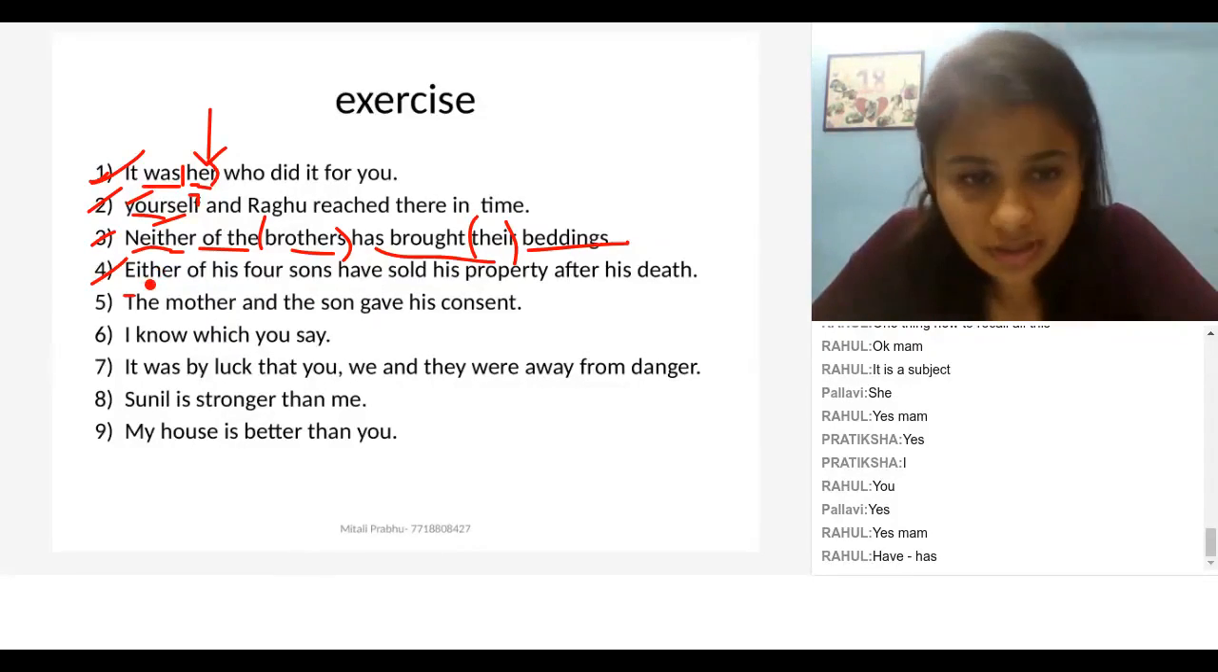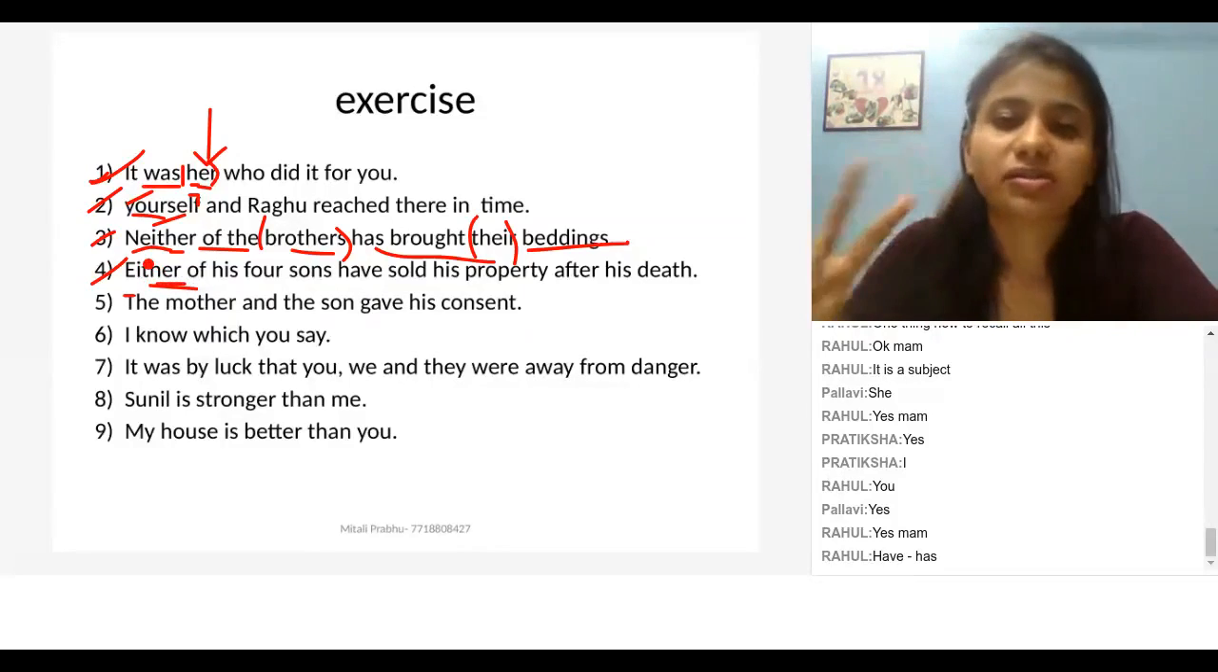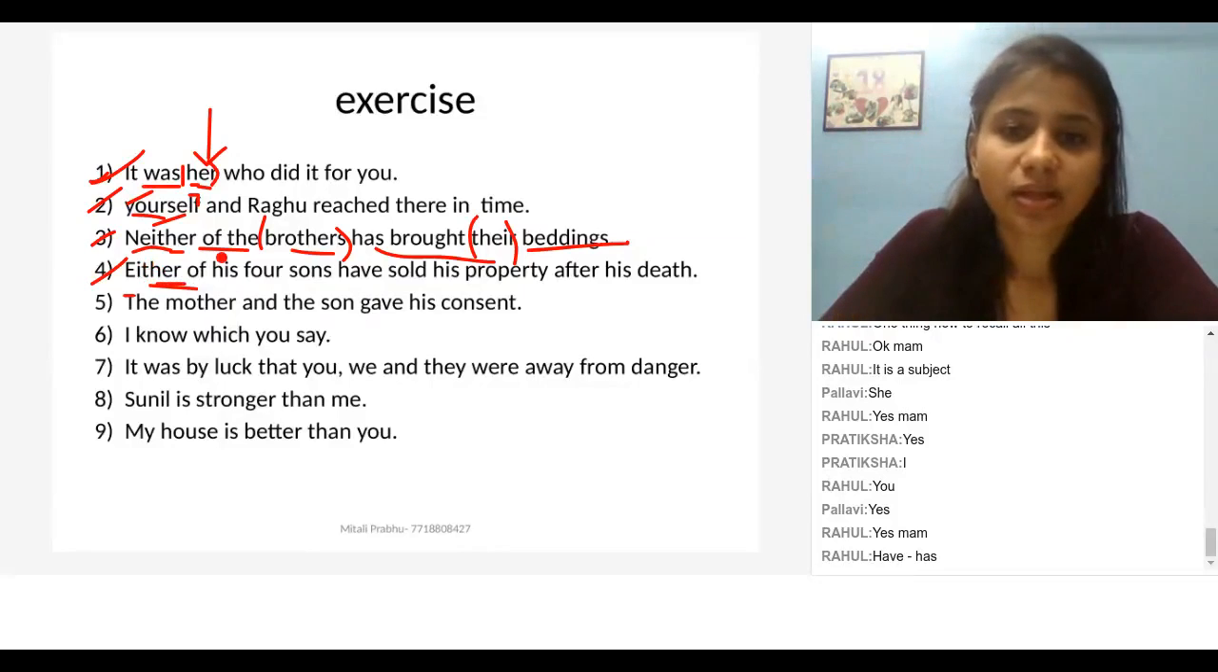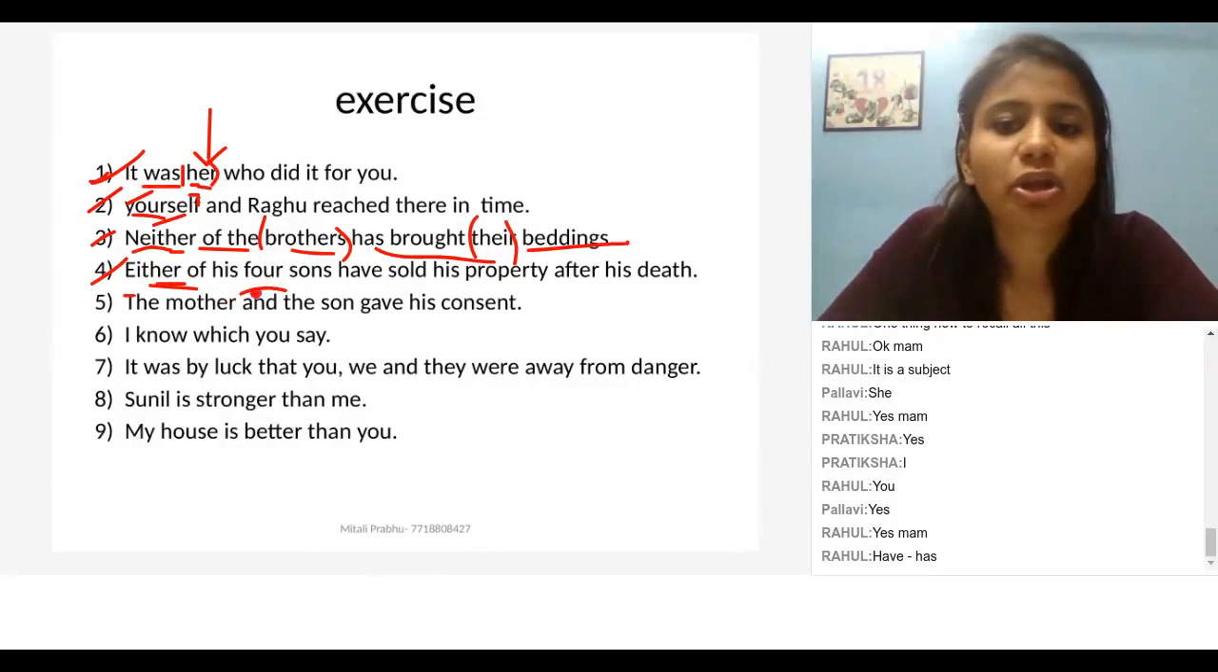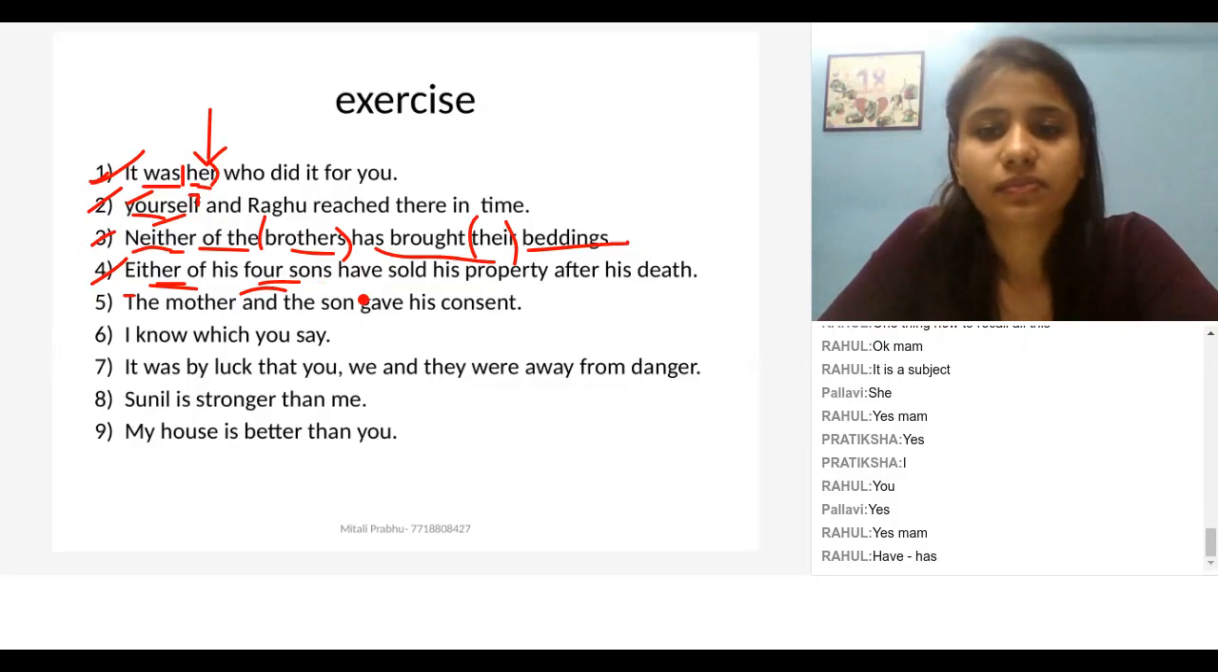Okay, so here, 'either' is used only when there are two things. I said this multiple times. So how will you use 'either' when you're talking about four sons? We should have an 'any', right? Any of his four sons.